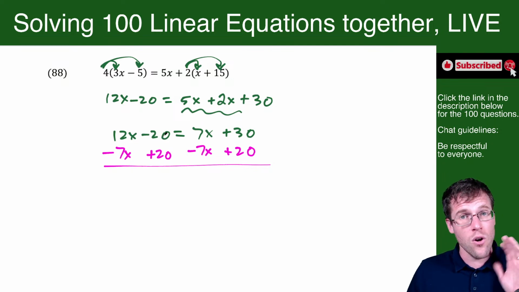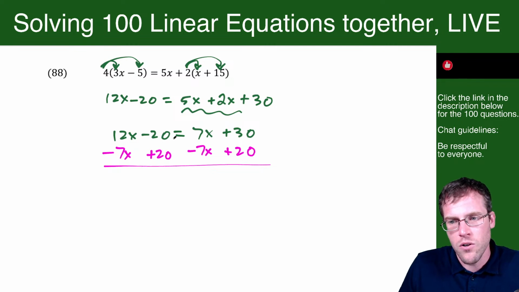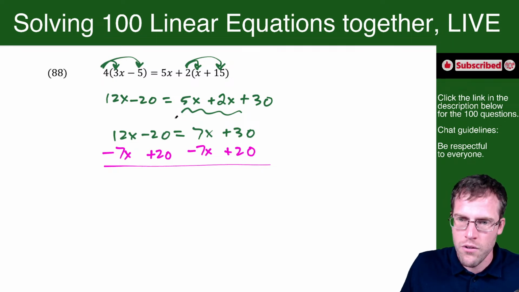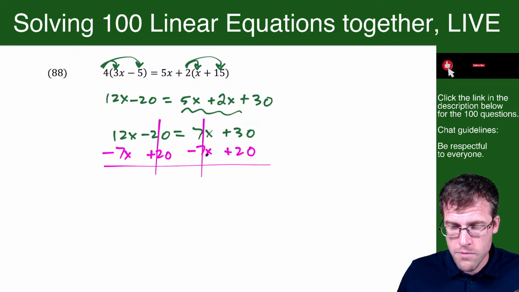This, though, I only recommend you do once you're comfortable. When I do these on my own, I usually do 2 steps at once, or sometimes more, depending on the question. So minus 20 plus 20 is gone. 7x minus 7x is gone.